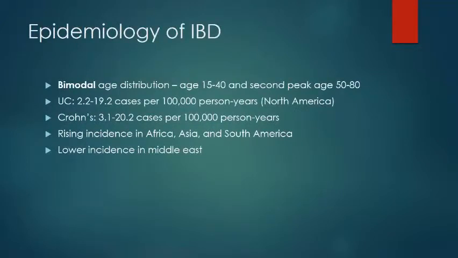So IBD. Just a little bit quickly about the epidemiology. I think most people have been informed during med school that there's a bimodal age distribution where there's a diagnosis in the 20 to 30 range, and then again later in life in the 50s, 60s. Not a common disease, maybe 2 to 10 cases per 100,000 person years in North America. And the incidence is pretty similar in UC and Crohn's. There's also a rising incidence in the developing world and a lower incidence in the Middle East.